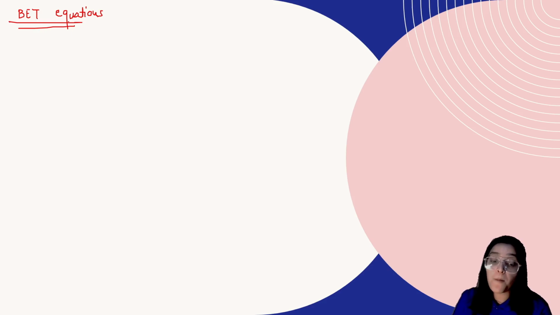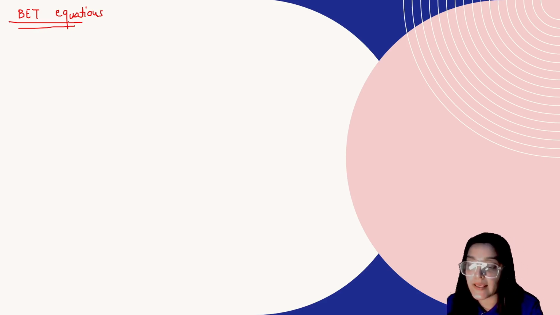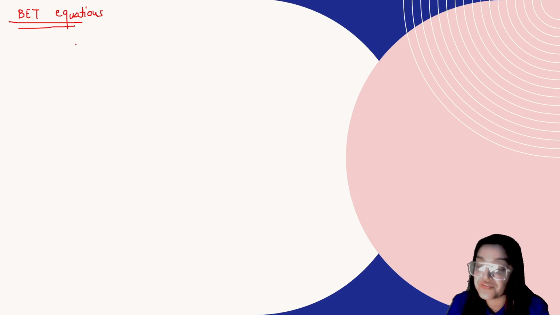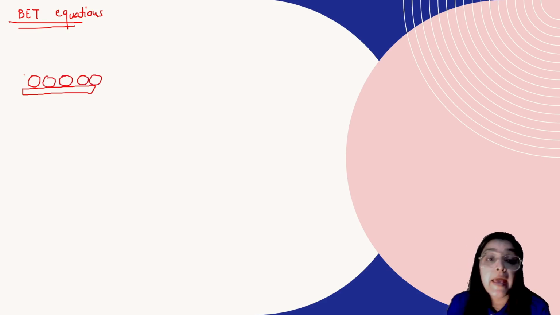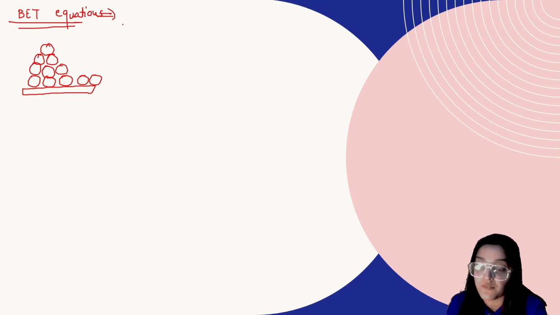The BET equation is the equation for the adsorption of gas on a solid surface. Suppose this is a solid surface. Now the surface adsorption of the gas molecules, assuming a multi-layer adsorption. You can see this is the multi-layer adsorption. So the BET equation takes into consideration the adsorption of gas on the solid surface following multi-layer adsorption.